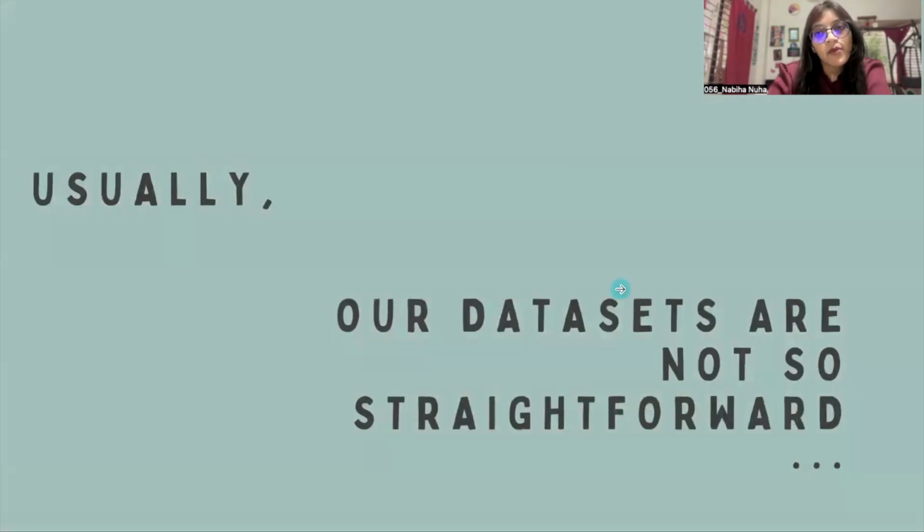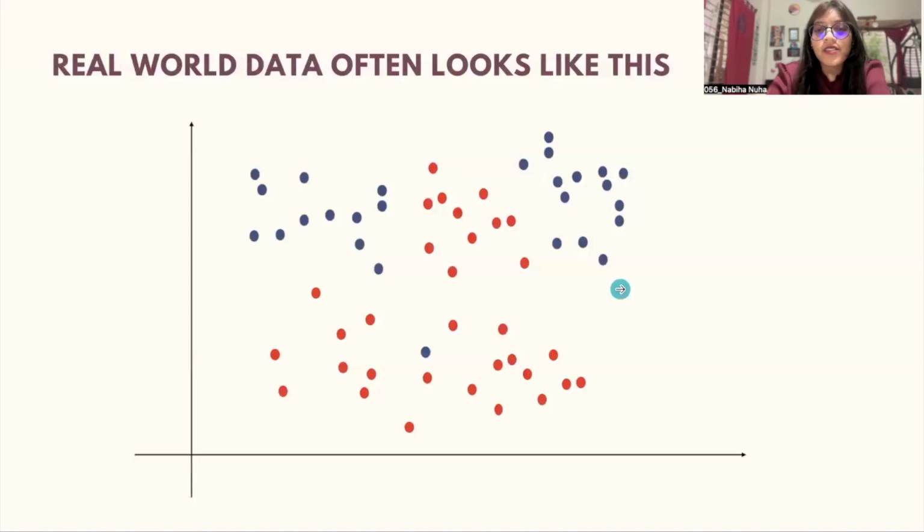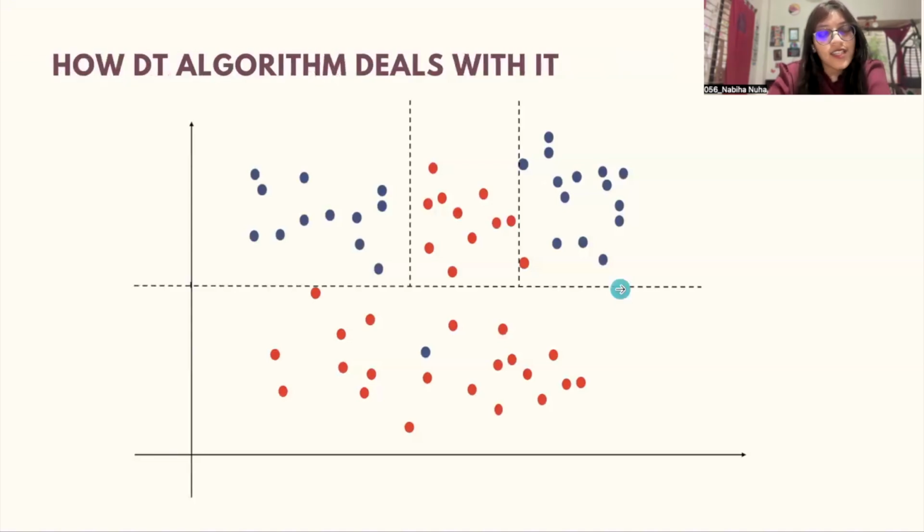Now, that was a pretty simple diagram, but in reality, our datasets rarely look like that. Real world data is often more complex and clustered together, and the DT algorithm has to split it again and again. Now, if you look carefully, you will notice that there is a blue dot among all the reds under the horizontal line. This is known as impurity in the dataset.